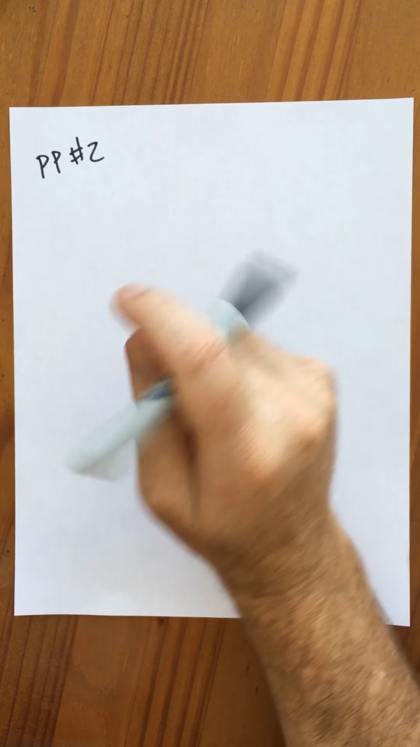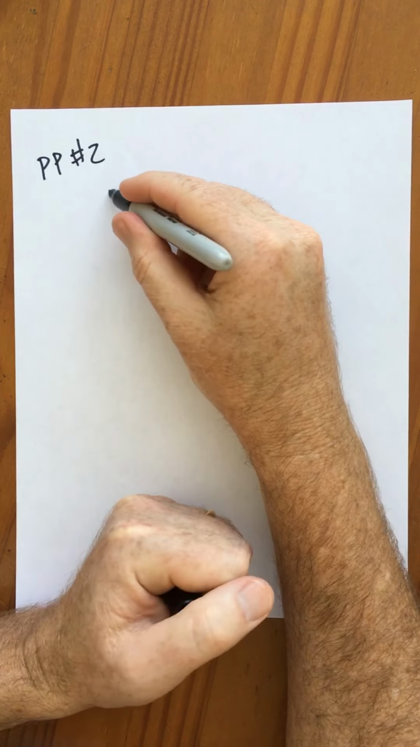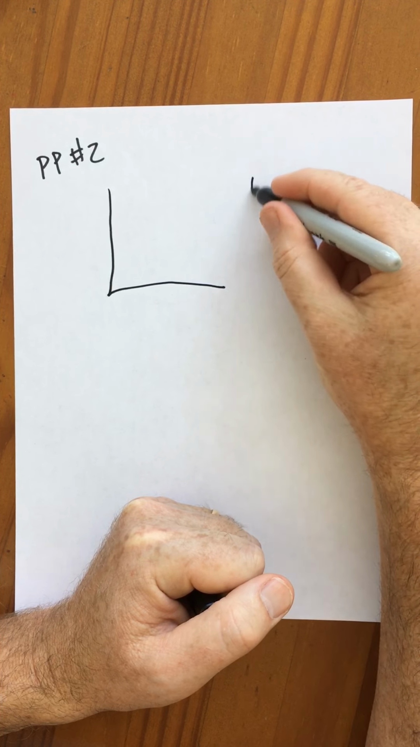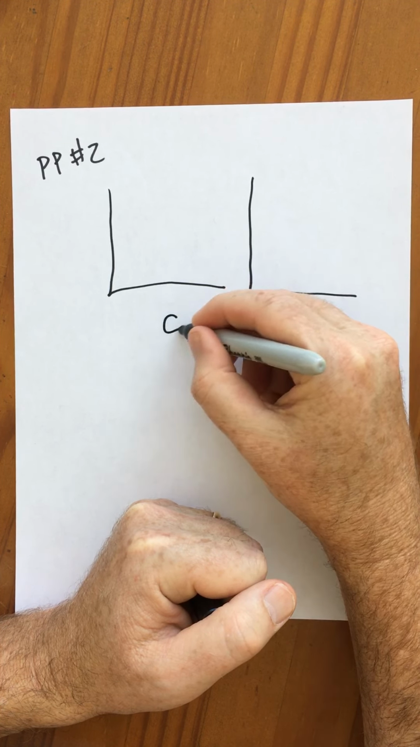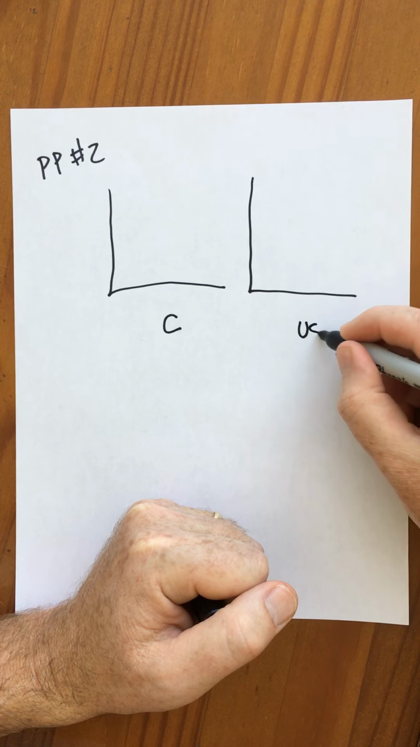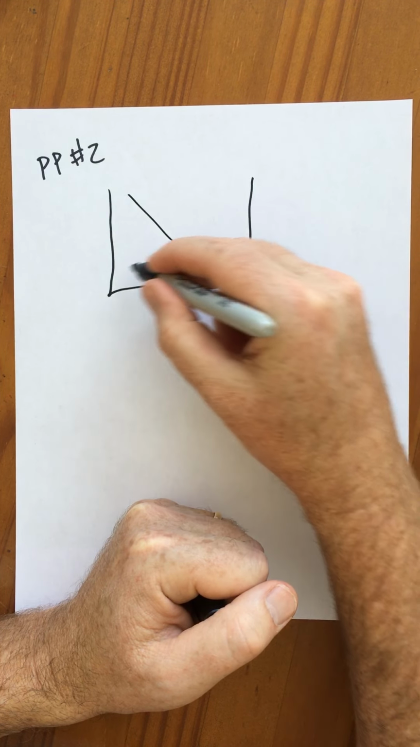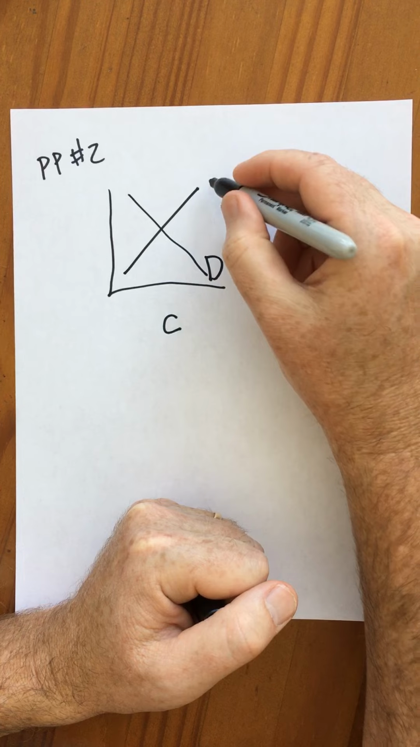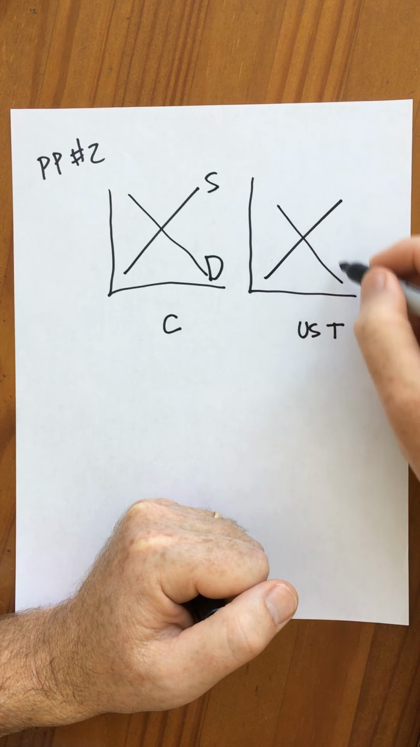All right, so now I'm looking at practice problem number 2. In practice problem 2, it says you're looking at the corporate bond market and they experienced an increase in default risk. So the idea here again is we're using that framework where you have corporate bonds in one market and U.S. Treasury bonds in the other market.